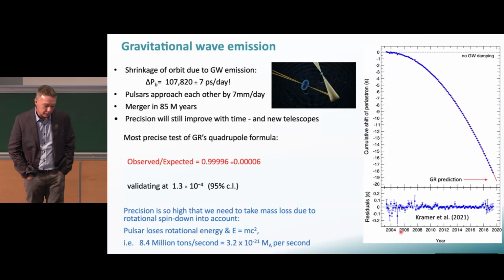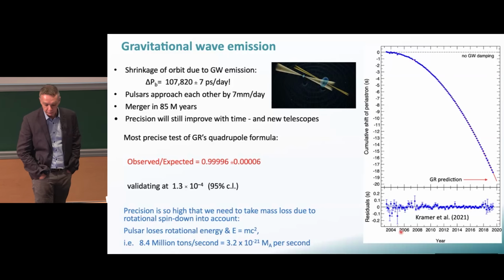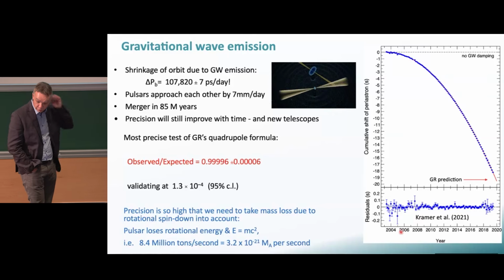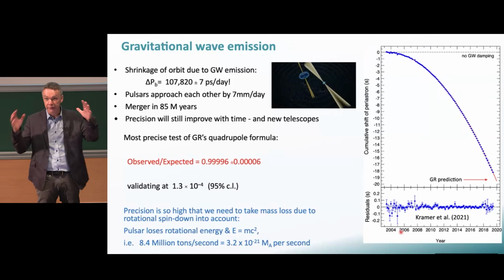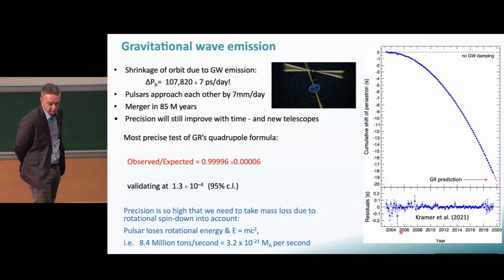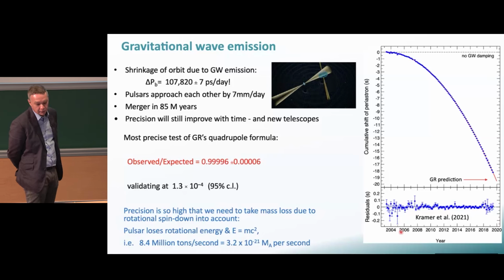Of course, the gravitational wave emission is also visible in this system. This leads to shrinkage of the orbit of 7 millimeters a day, or in terms of change in orbital period, this is 107,820 plus or minus 7 picoseconds a day.